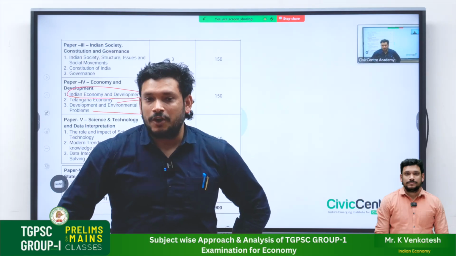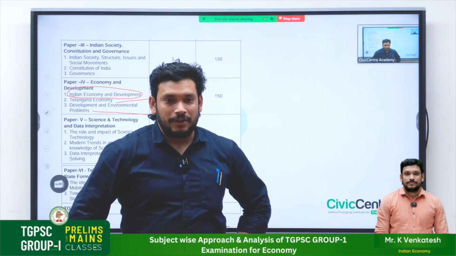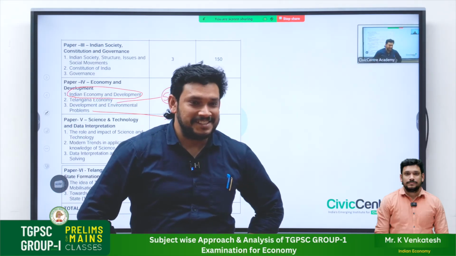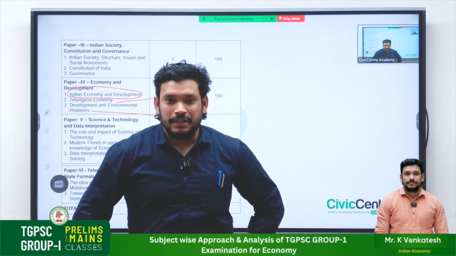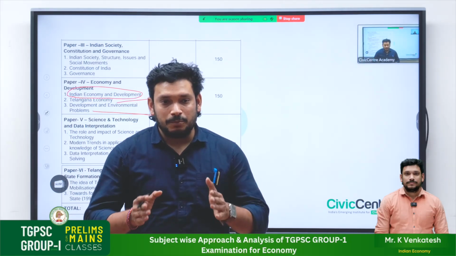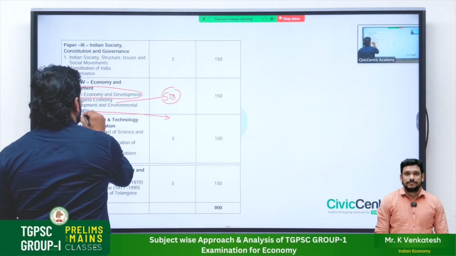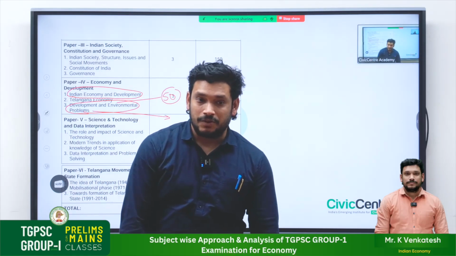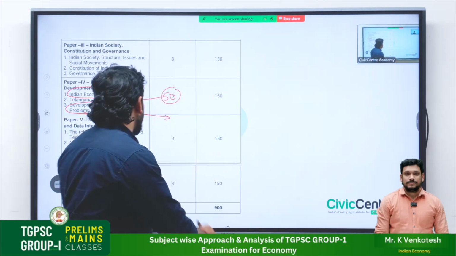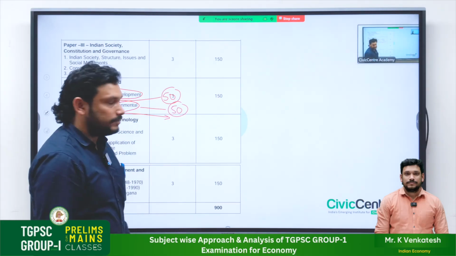Environmental protection without economic development, you will be poor. Economic development without environmental protection, you will die. Simple. So you need to balance both. If you balance both, then only you can move forward. For that reason, Telangana Group 1 has kept development and environment problems as a separate section, with 50 marks on this particular section.